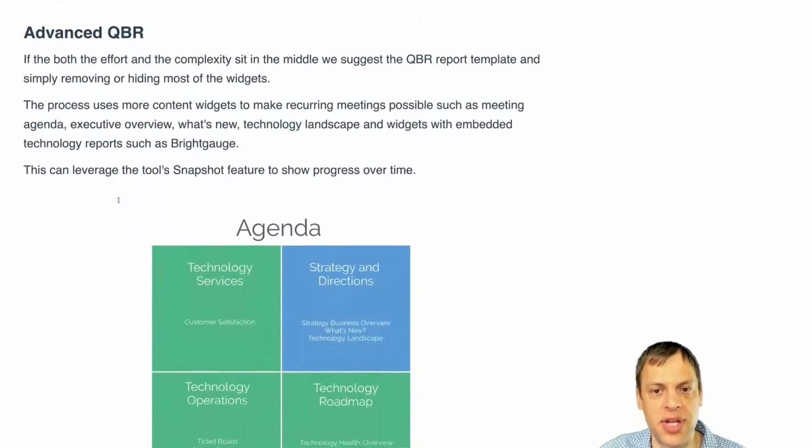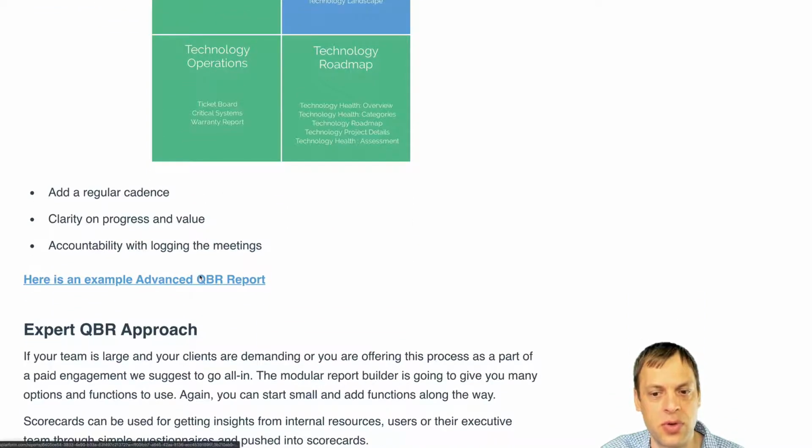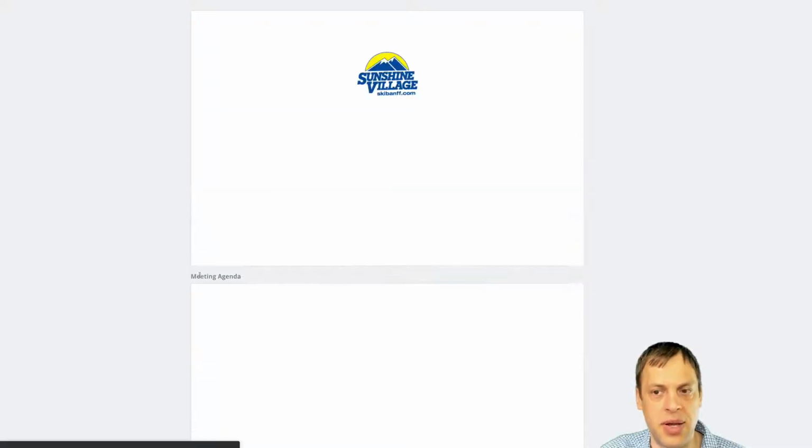a client. Now the advanced QBR is going to have a strategy business overview, what's new, technology landscape on the strategy part, same thing on the technology roadmap part, for the operation, ticket board, critical systems, warranty, and also the customer satisfaction. So let's see how this is going to look like in an example environment.